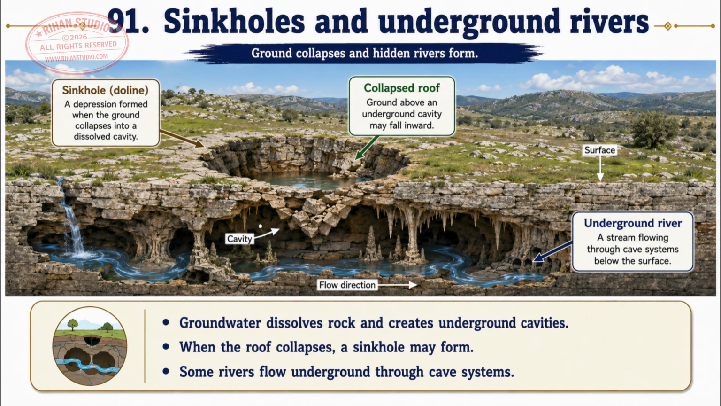A sinkhole or doline is a depression or hole formed when the ground collapses into a cavity that water has dissolved beneath it. Figure 2.25. Underground rivers are streams that flow through cave systems below the surface. Figure 2.26. Carved out by the same slow dissolving action.